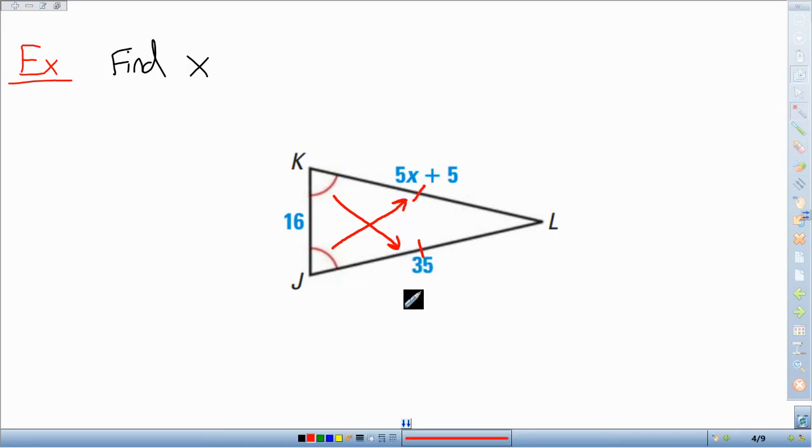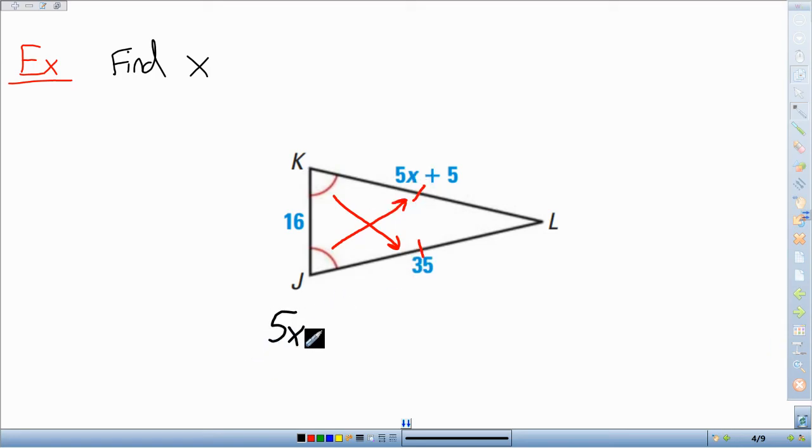So to find x, we can just make an equation out of this. We know that this side length is equal to this side length. We can literally write them equal. One thing I want to point out, this fact that this side length is 16 is just extra unnecessary information. Sometimes they're going to give you more information than you need to solve your equation. So sometimes you need to ignore some stuff. So yeah, these side lengths are congruent.